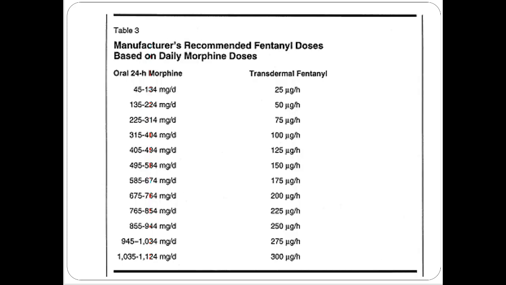Then you're going to go to your chart here. And that calculation, depending on what you use for that range, would come to be about 200 milligrams of PO morphine. So that puts you at 50, maybe, for your starting dose of your patch.